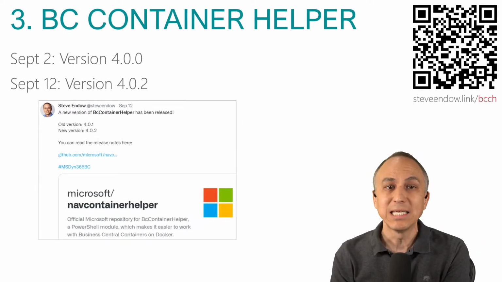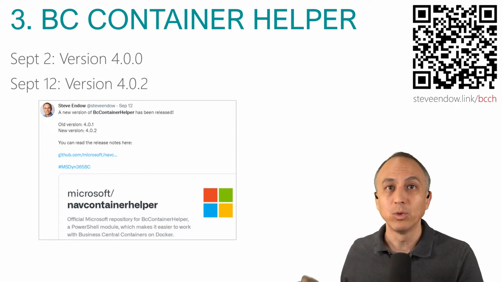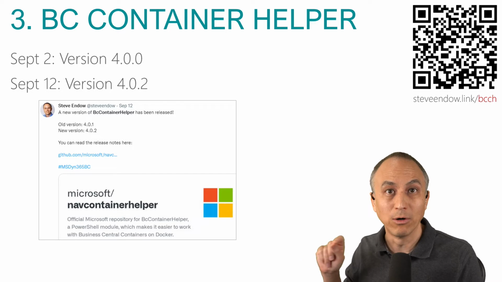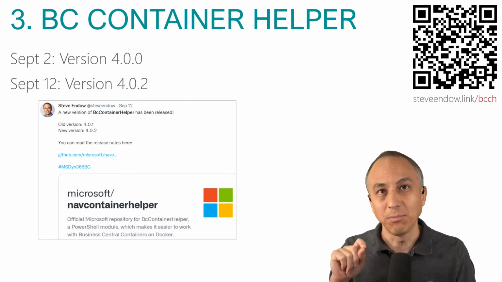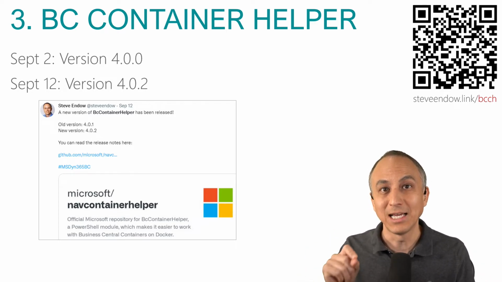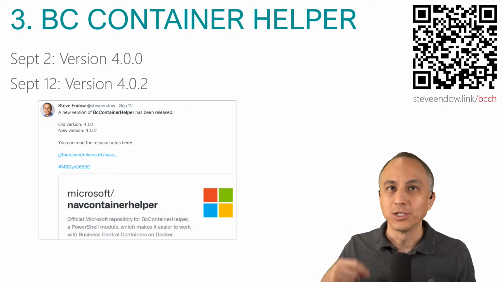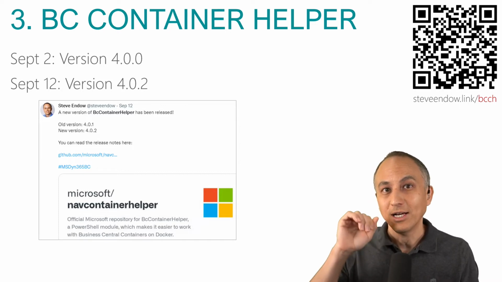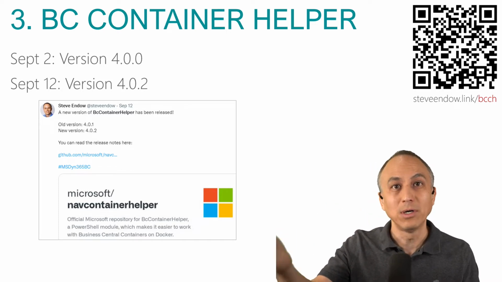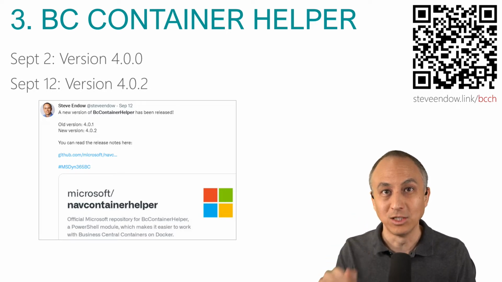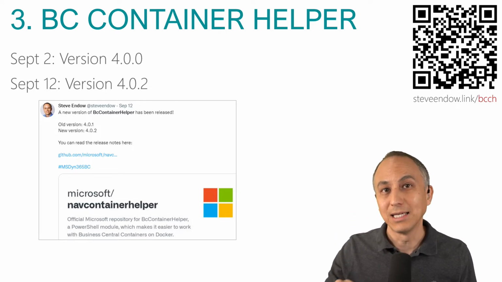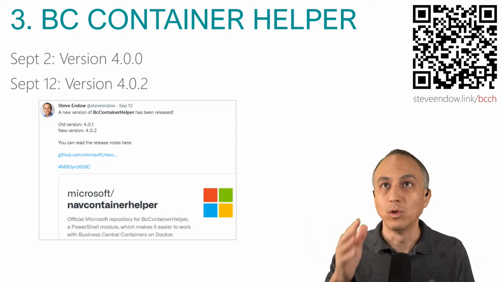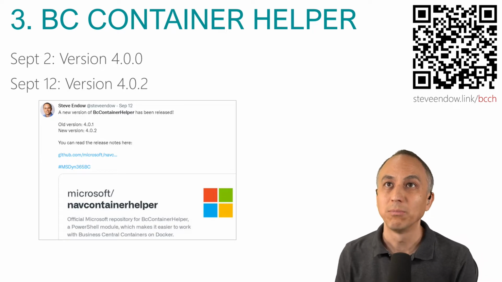Okay, BC Container Helper. If you follow me on Twitter, you will have seen my automated tweets that are being posted by Power Automate, where I have a script that detects whenever the BC Container Helper version changes. Every morning, I have a PowerShell script on my server that checks for the version of BC Container Helper. If it is new, it automatically installs the latest version, and it kicks off a Power Automate flow to tweet this information for you, fellow Business Central people.